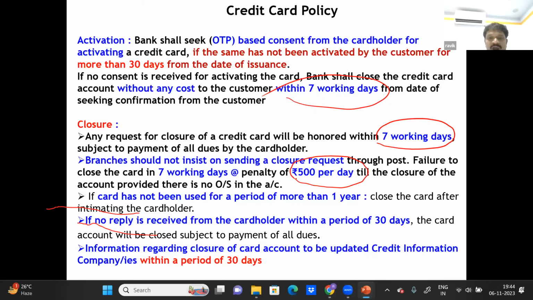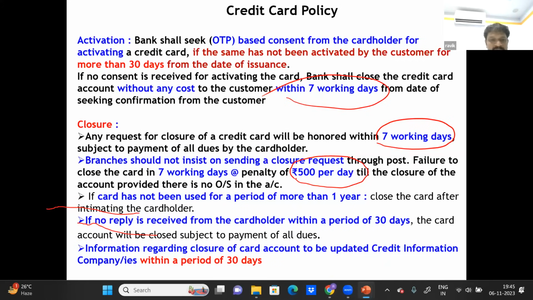Then, if a card has not been used for more than 1 year, if somebody is not using the credit card for more than 1 year, remember we have to close the card after intimating the card holder. If you are not using a credit card for 1 year, we have every right that the card be automatically closed by the bank. If no reply is received from the card holder within 30 days, the card holder account will be closed, subject to payment of all dues.